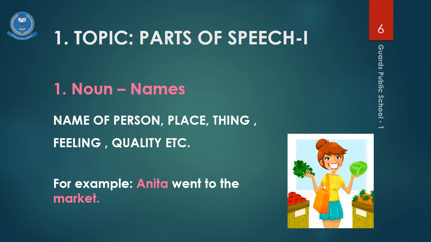Now, noun has two main kinds, that is proper and common. The girl has her specific name, Anita, therefore it lies in the category of proper noun. Whereas market has no such name mentioned, so it is a common noun. So nouns are the naming words.